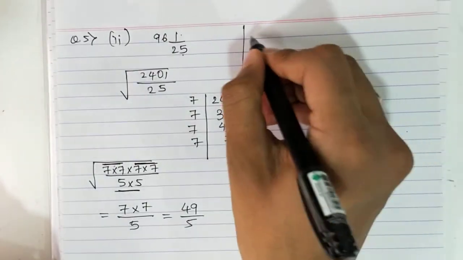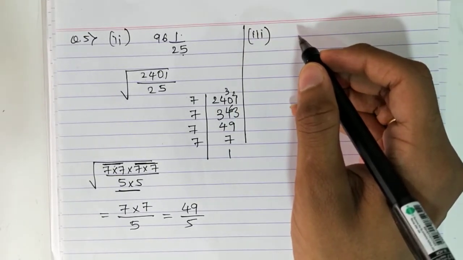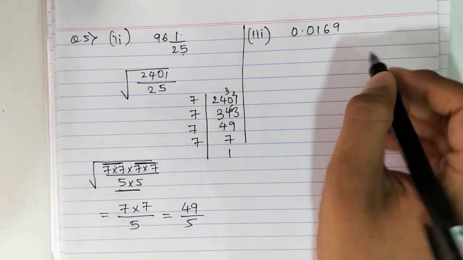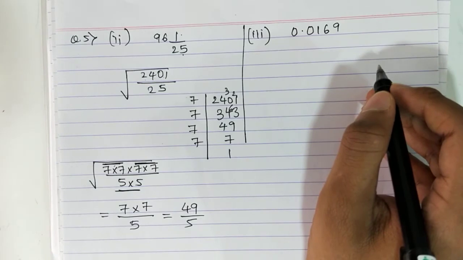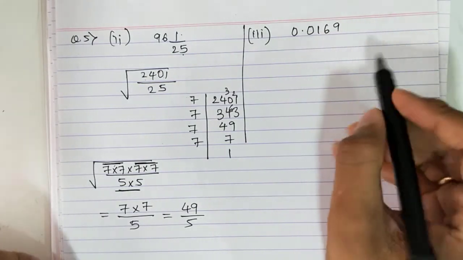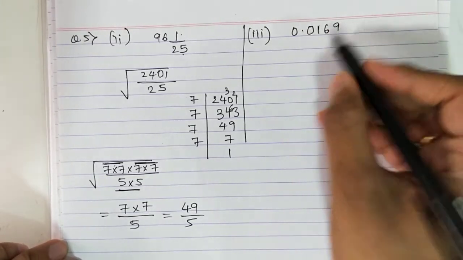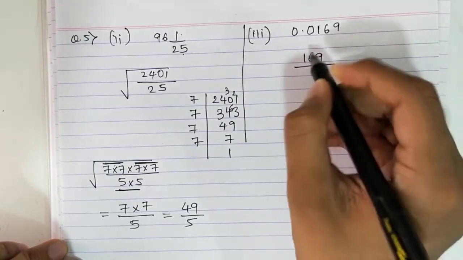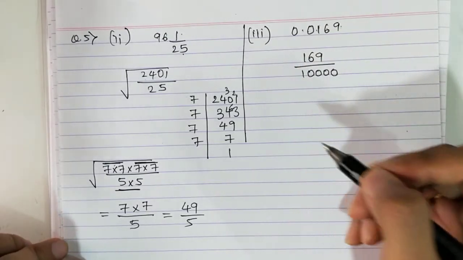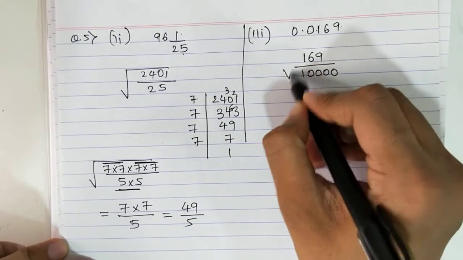Copy the sum. Now 0.169. 0.0169. So 1, 2, 3, 4 numbers are there after the decimal. So I will write 169 upon 1, 2, 3, 4, 4 zeros. Okay. Now we have to take the square root of this number.